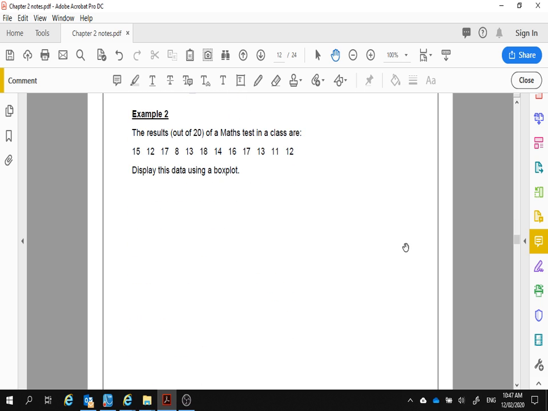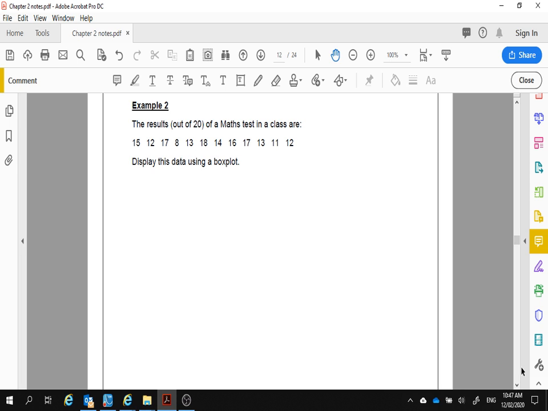Example 2, the results out of 20 of a maths test are there, display this data using a box plot. Okay, well if we count them, there's 1, 2, 3, 4, 5, 6, 7, 8, 9, 10, 11, 12. So remember, 12 plus 1 divided by 2, 6.5 number. 6.5 number is the median. Remember, we need to put them in order, so cross them off. 8, we've got an 11, we've got 12, we've got 12, we've got 13, 13, 14, 15, 16, 2 17s, and 18.